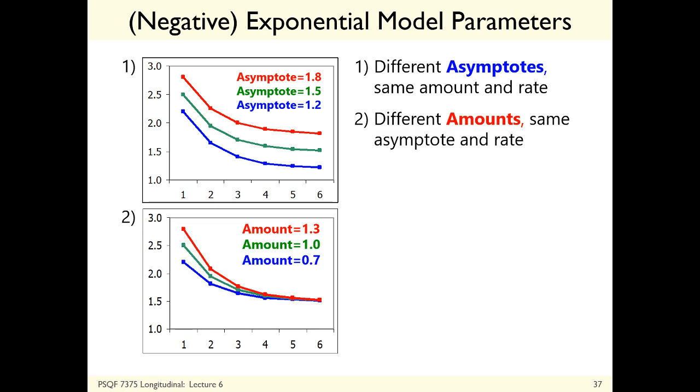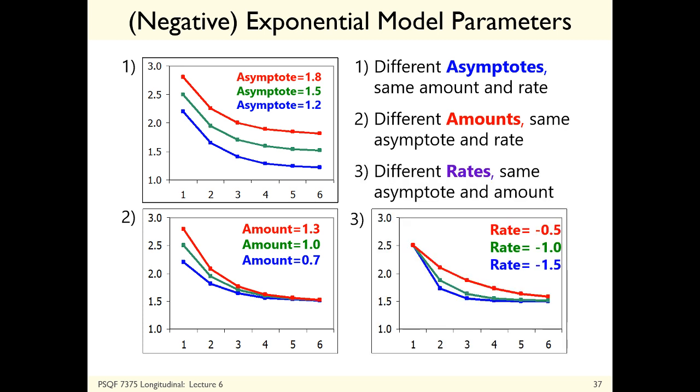Another is an amount. Both of these parameters are linear. They are outside the exponent, so they are going to be easier to estimate. Amount is the total amount of difference between where you started and where you asymptote. It can be switched to become an intercept instead, for the expected starting value, if you want. But these three lines all end up at the same asymptote. They start out at a different place, and therefore they have a different total amount of change from the beginning to the end. So amount or intercept, you can phrase it either way.